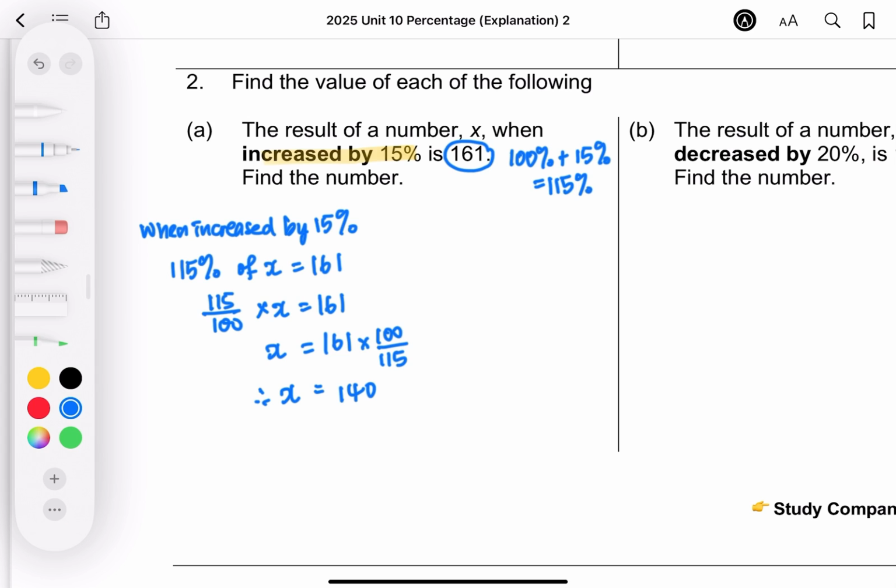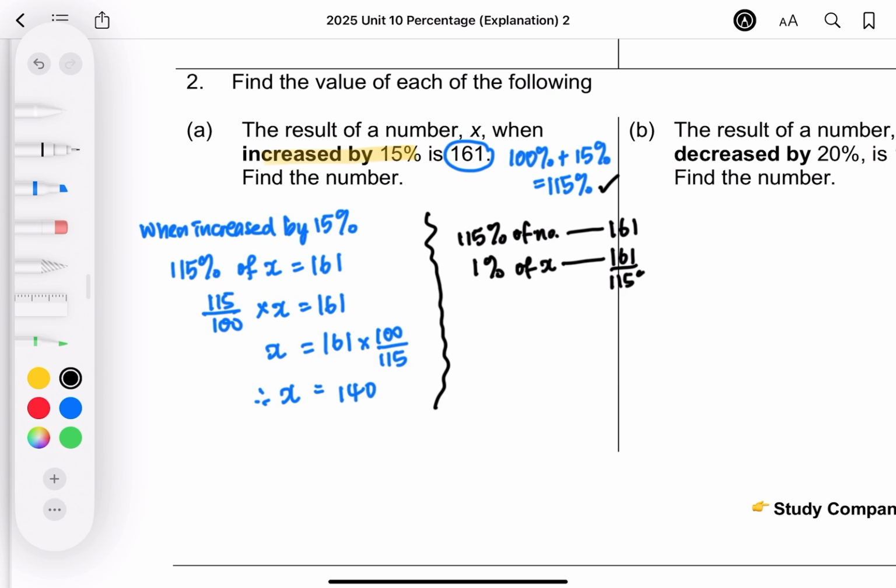Alternatively, some of you would prefer to use something that you are familiar with once you get this. So you know that 115% of the number is equivalent to 161. So you may find 1% of the number, which actually will be x, which will be 161 divided by 115%.